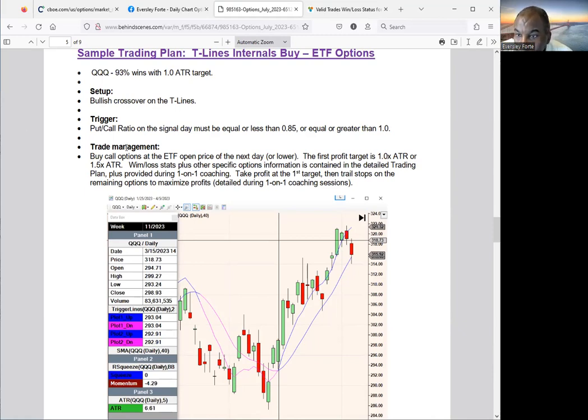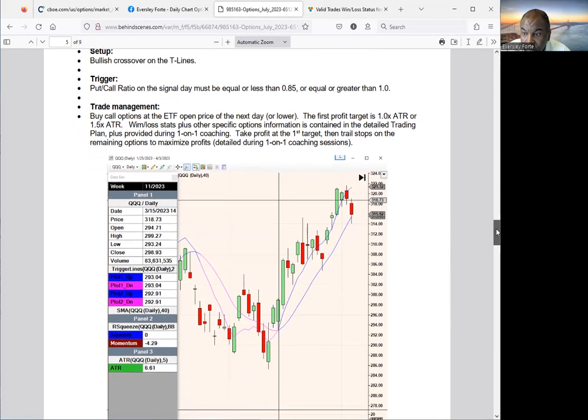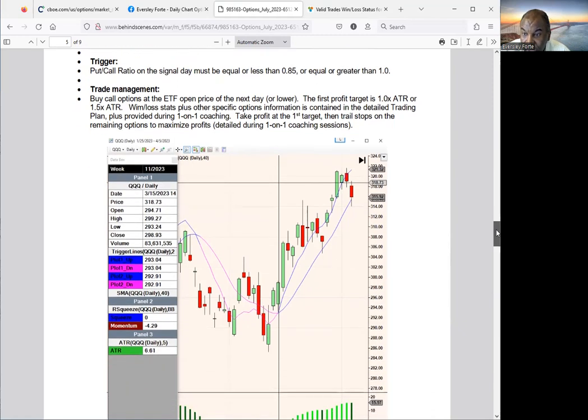Okay, so now I'm going to switch over to the chart. Along the way, if you have any questions, let me know, and we can stop and address them. Any questions at all?